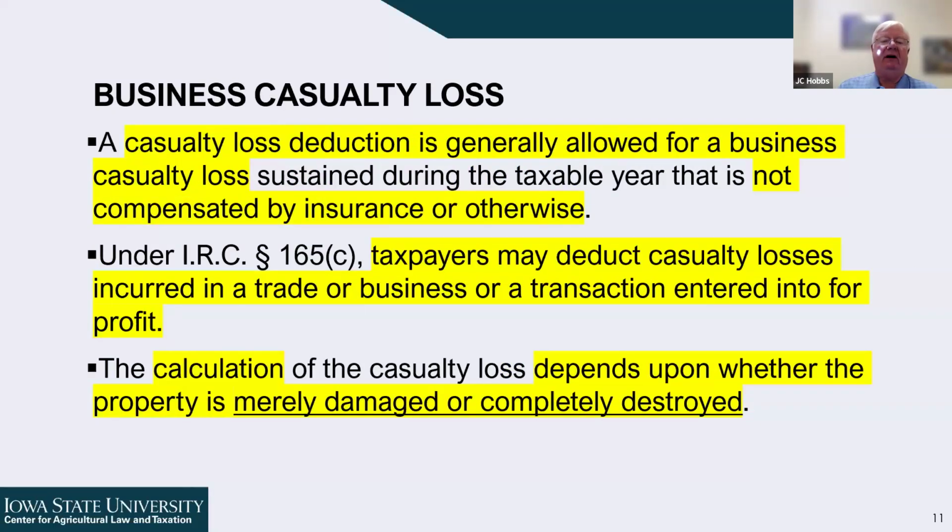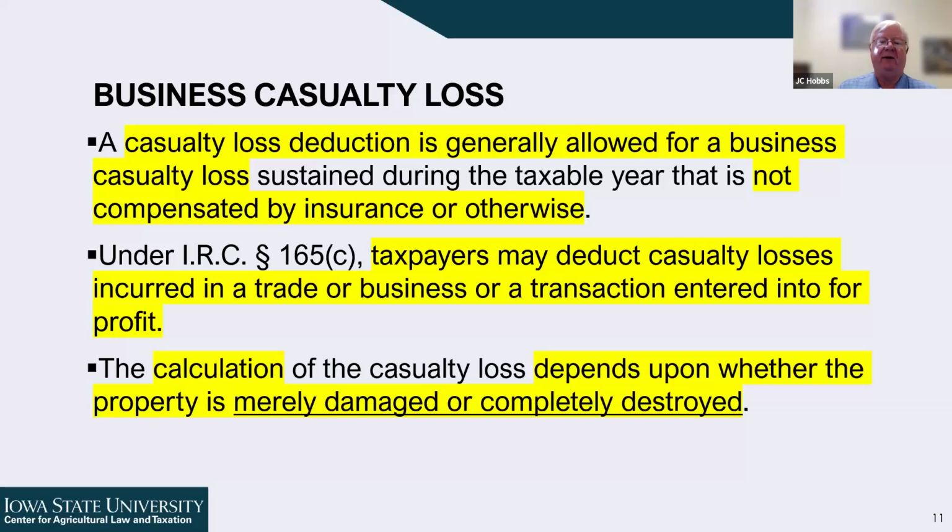Now, let's talk about the business casualty losses. So these are items used in the production of income. These are farm business assets. Doesn't have to necessarily be a farm. Could be a small business in town, mom and pop grocery store, all of those items. So as long as that asset is used for the production of income in a business, the casualty loss rules that apply there are talked about in the next two bullets. What happens?